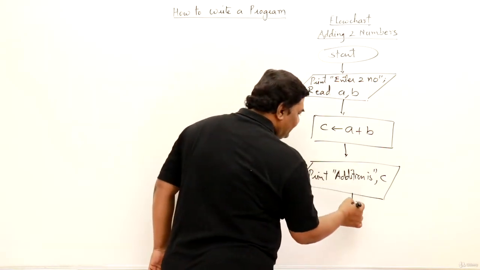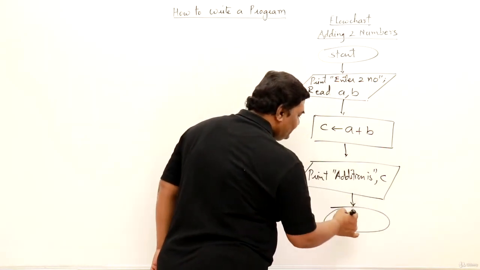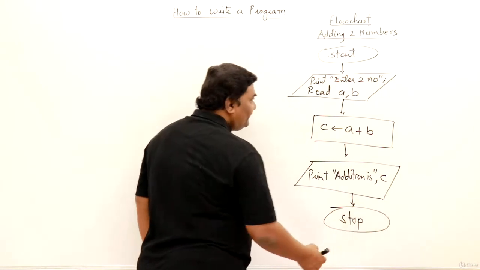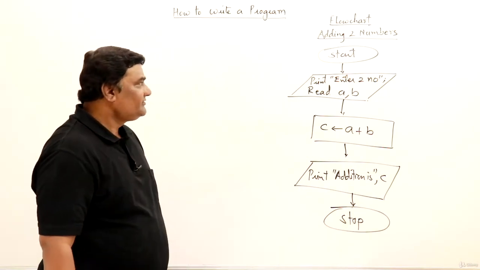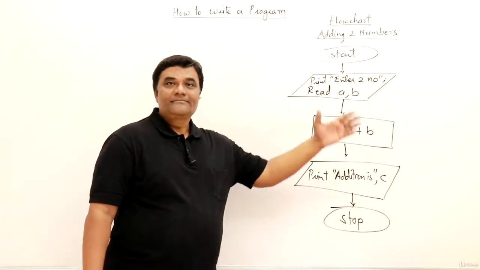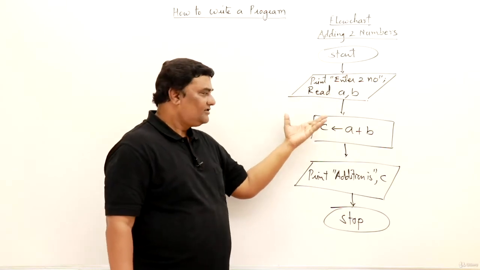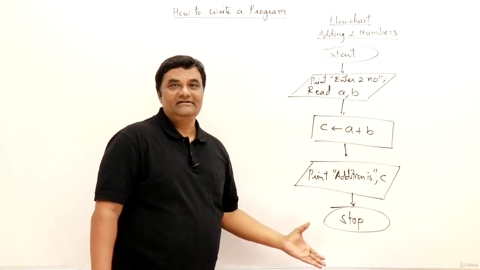Then next is end of this procedure. So this is stop. So for that, oval is the shape we use, or ellipse is the shape we use. So start and take input, process, give output and end.